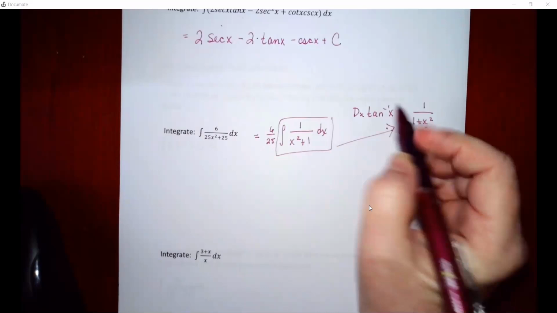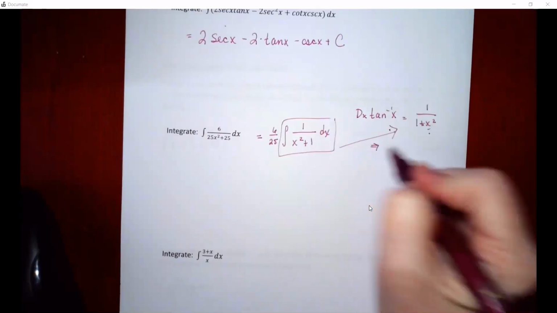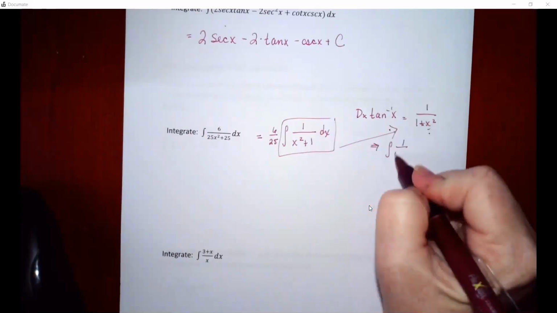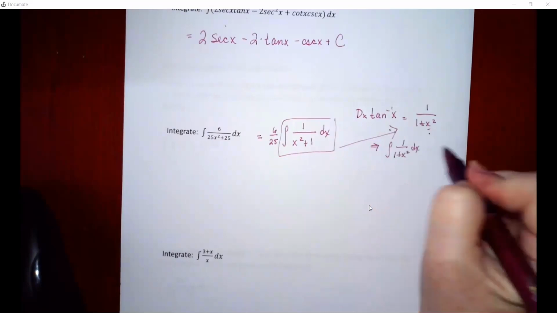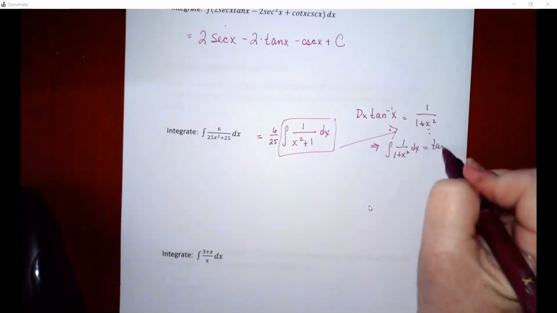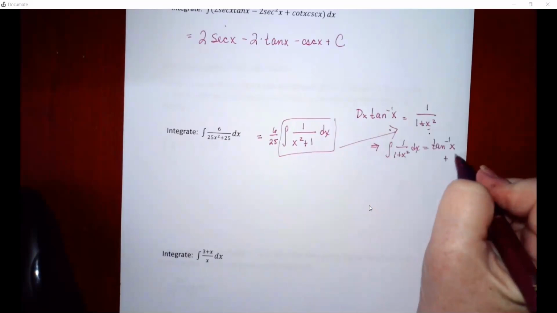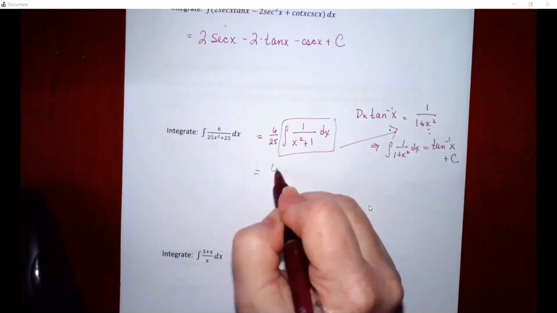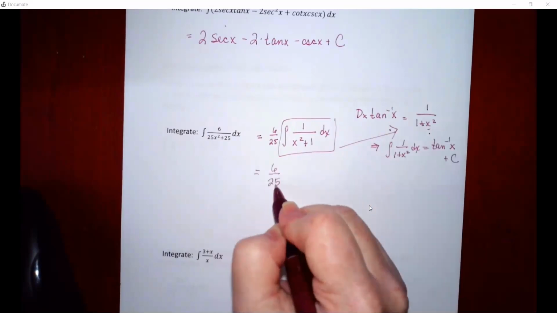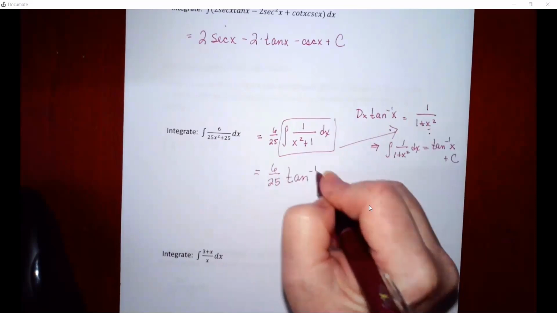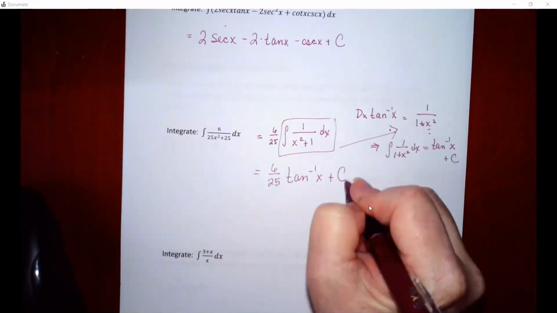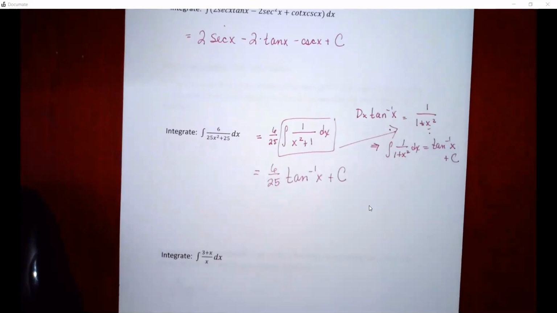Since this is true, we know that the integral of 1 over 1 plus x squared dx is the inverse tangent. So we would just have 6 over 25 times the inverse tangent of x plus c.